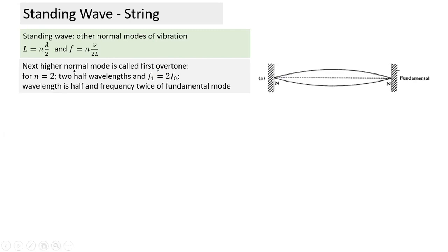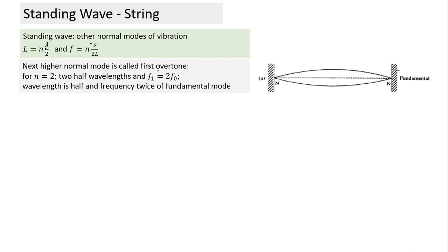So for n equal to 2, when we substitute n equal to 2 here, the string will have two half wavelengths. And if you substitute n equal to 2, this term is equal to f naught. So the first overtone frequency will be twice the fundamental frequency. What we understand in the case of the next higher normal mode of vibration is that the wavelength becomes half. Earlier the wavelength was equal to lambda by 2.